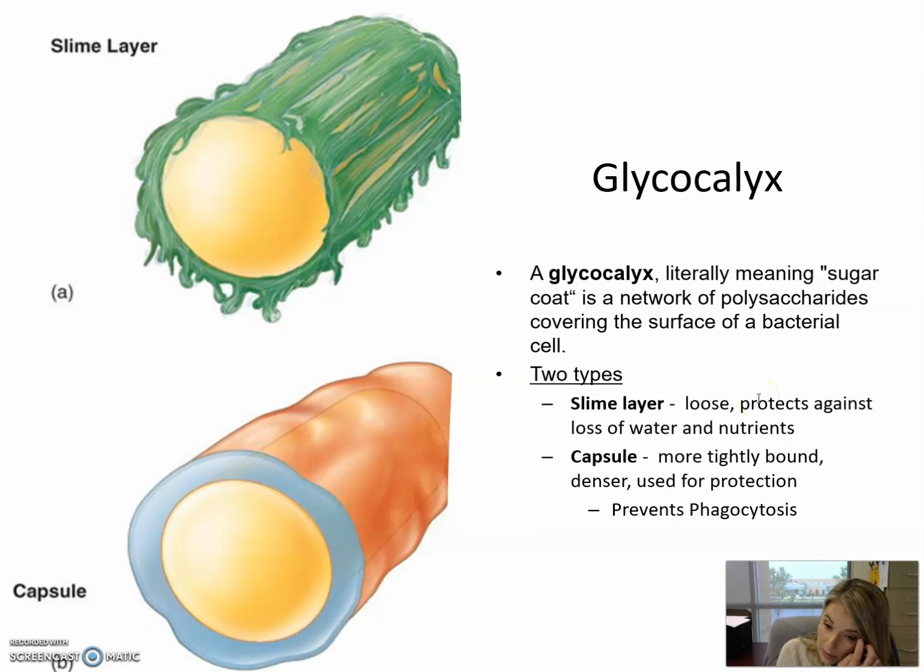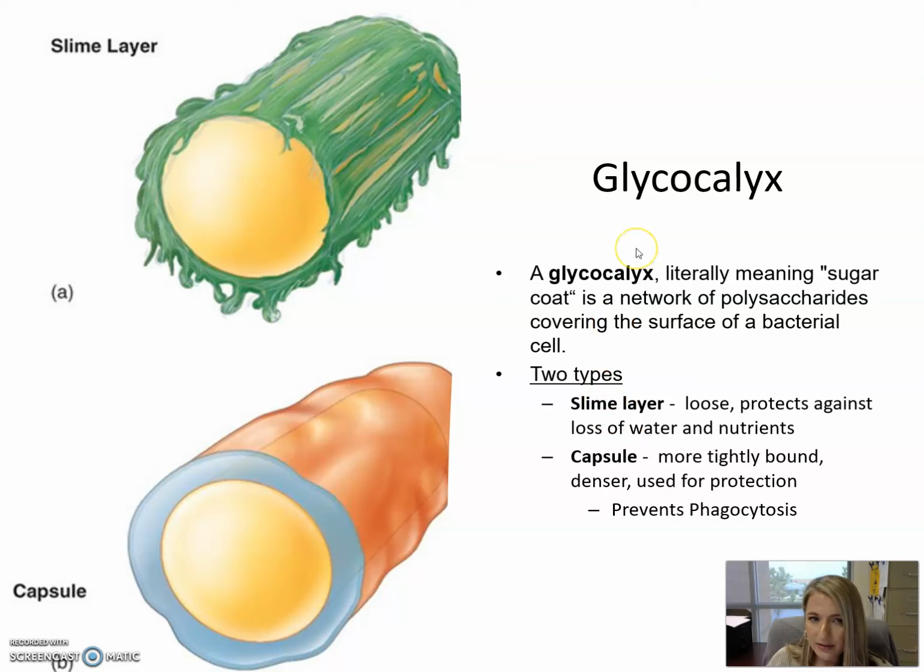The last external appendage that a bacterial cell can have is the glycocalyx. And the glycocalyx is more of an outer covering that can surround the entire surface of the bacteria. There are two different types of glycocalyxes that can exist, a slime layer and a capsule.